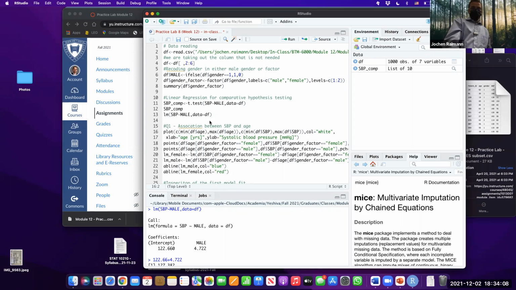Okay. So this is basically the comparison between males and females. So there is an association between blood pressure and gender. Then we have, wait, let me drop that in the chat too.